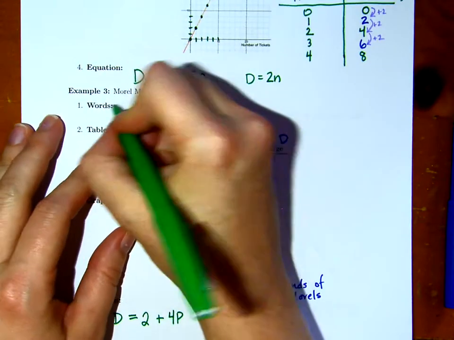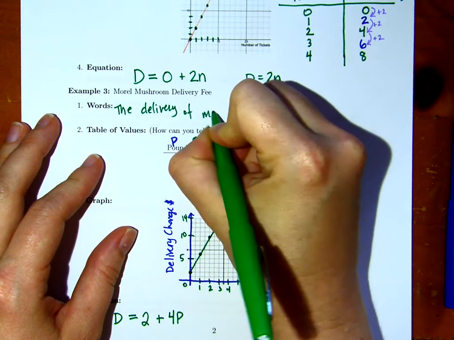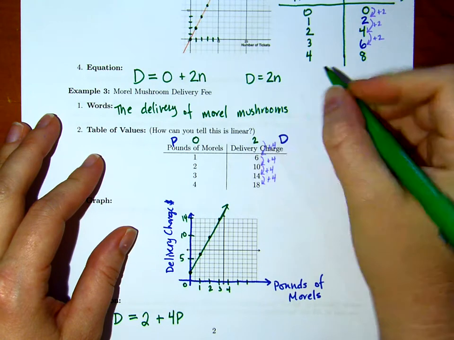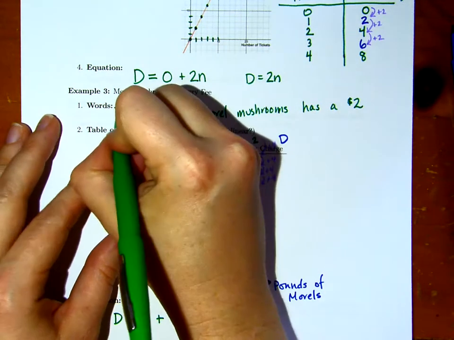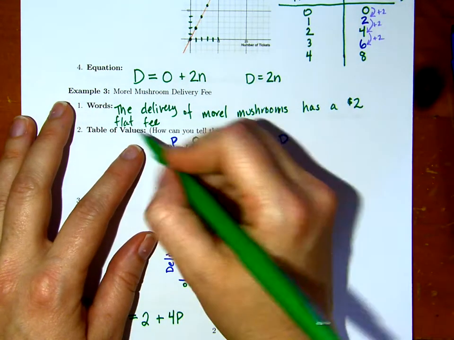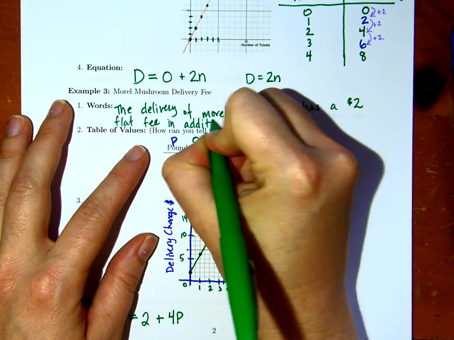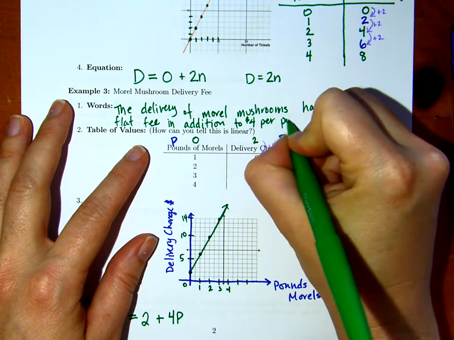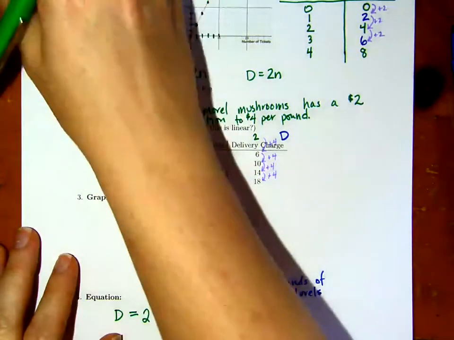So the delivery of morel mushrooms has a $2 flat fee. Who knows what that flat fee is? $2 flat fee. In addition to $4 per pound. Yep. And there's our word situation. Super.